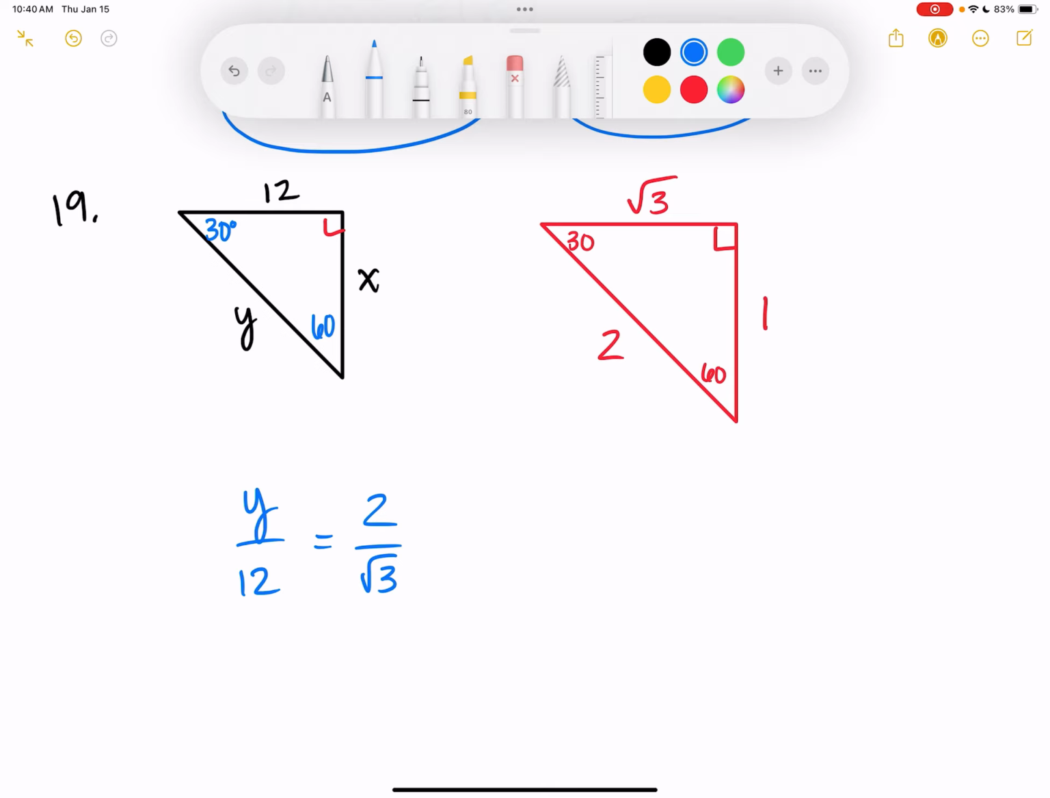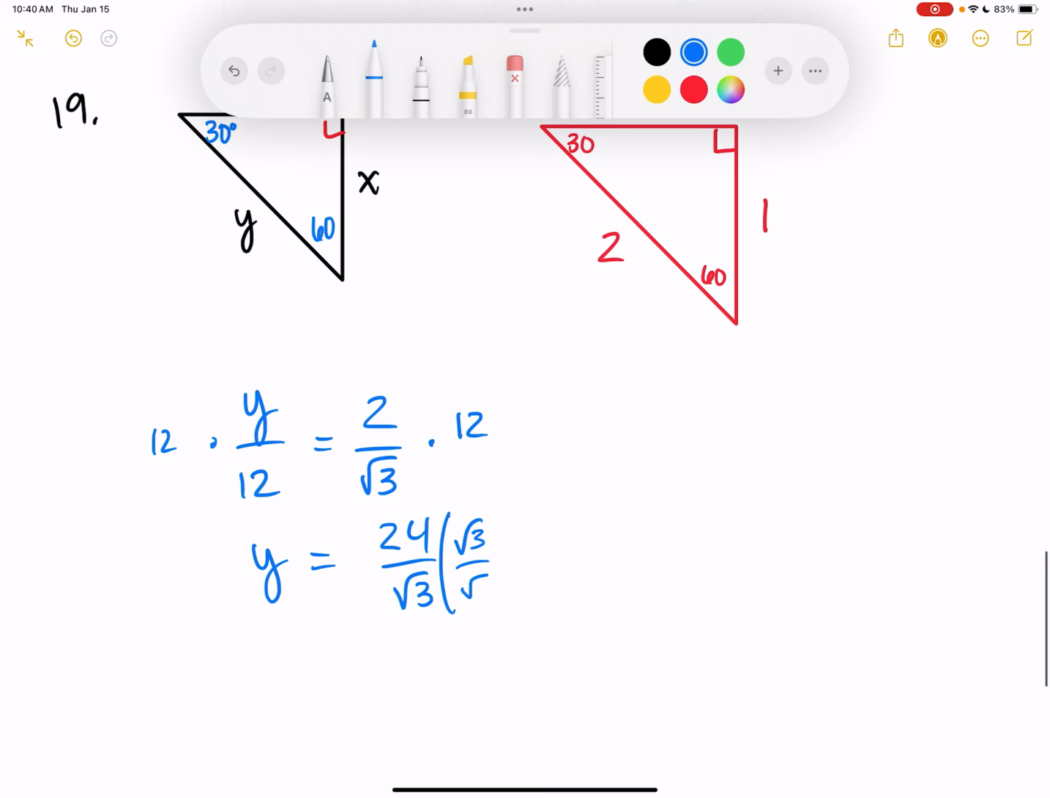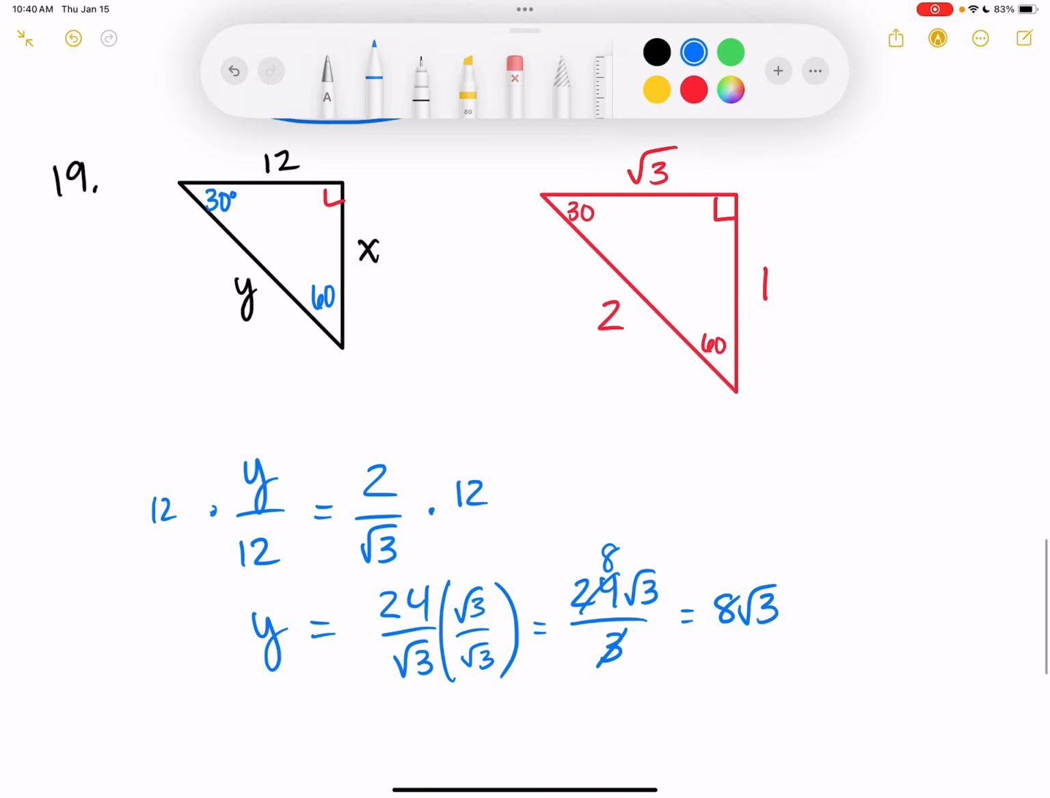Then what, you multiply 12 by both sides? Yep, multiplying by 12 because I need to get the Y by itself. So that is 24 over root 3. Got to rationalize it. So that's 24 root 3 over 3. 3 goes into 24 8 times, so this is 8 root 3. So Y is equal to 8 root 3.